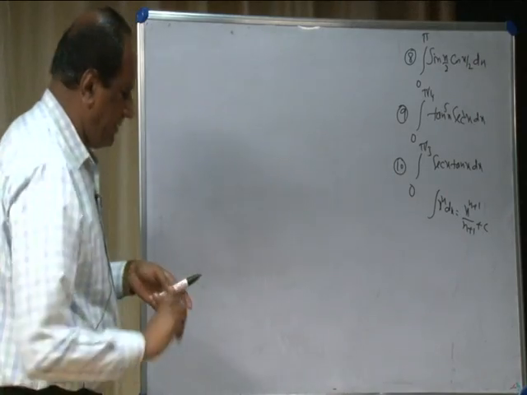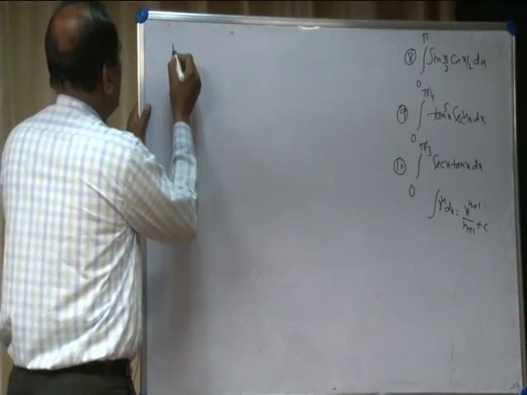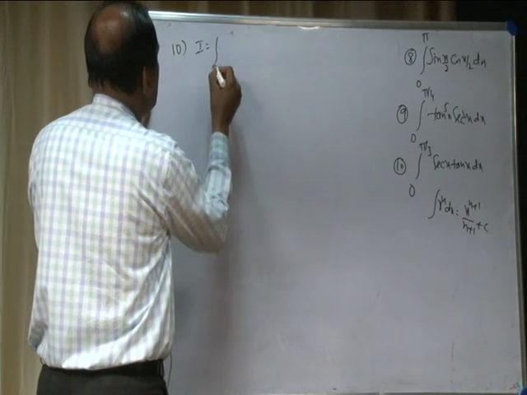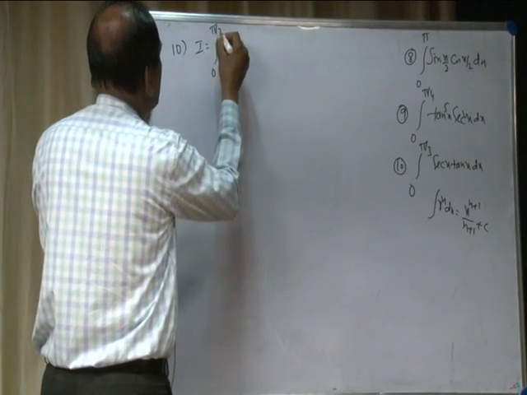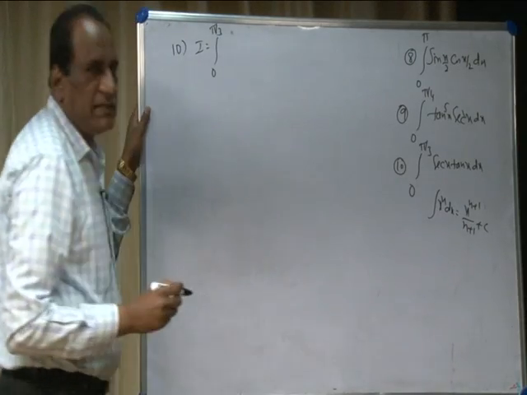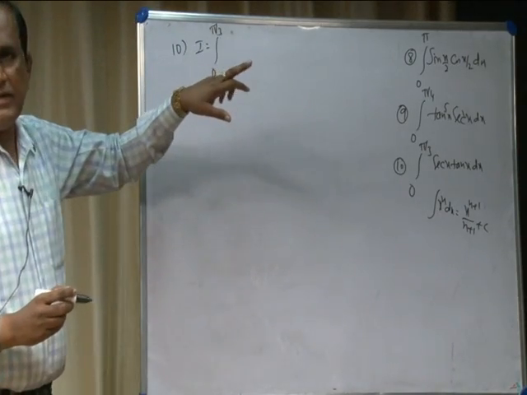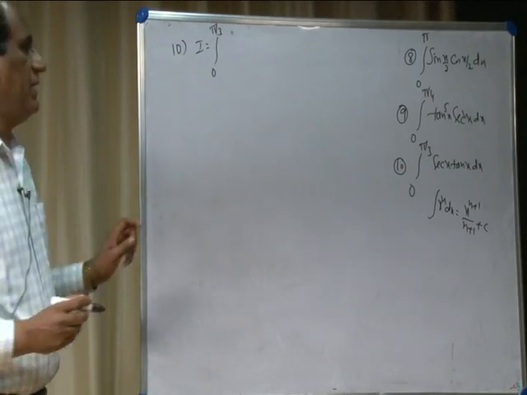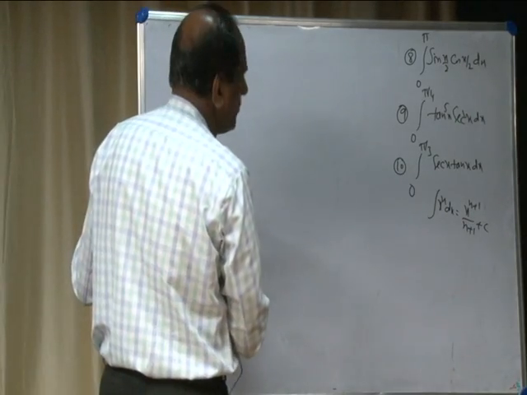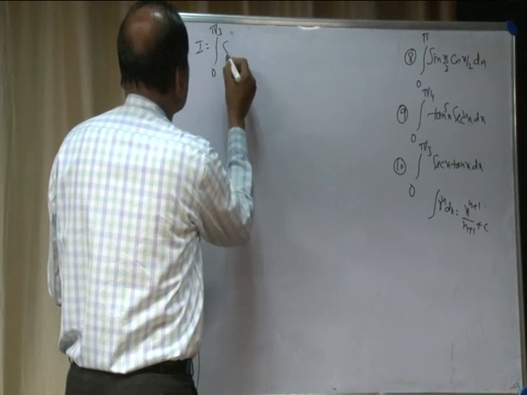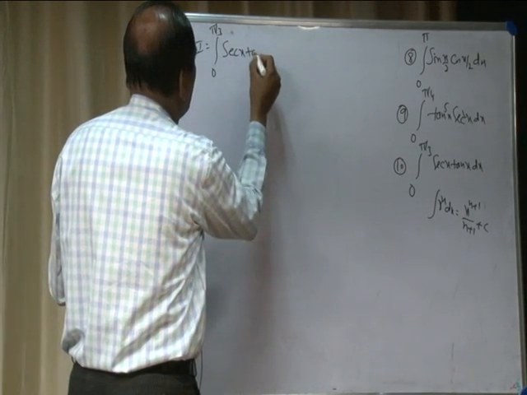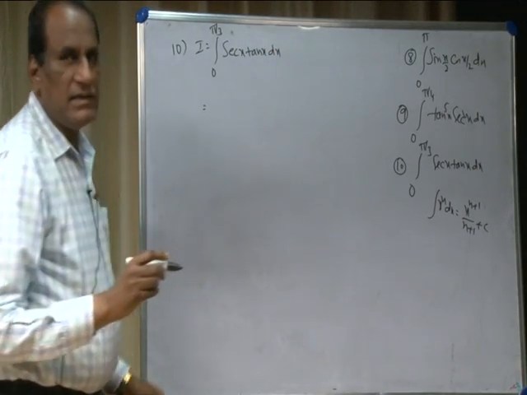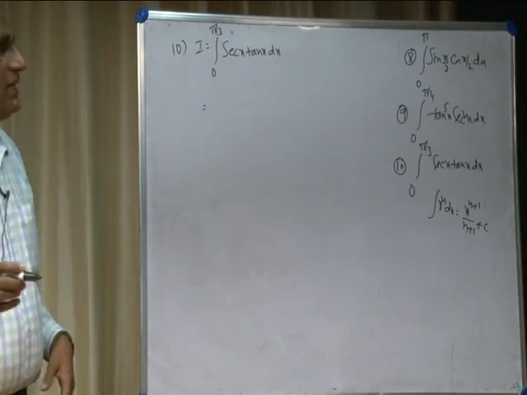Problem number 10: I is equal to integral 0 to pi by 3, pi by 3 or 60 degrees. This is in radians, pi by 3 radians. If you want to express this in degrees, pi is 180, by 3, 60 degrees. So, 0 to pi by 3 secant x tan x dx. This is direct integration, that is the basic method.